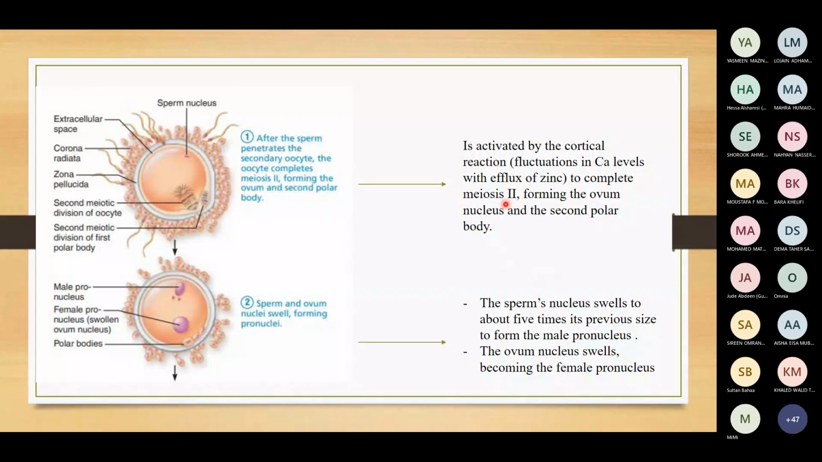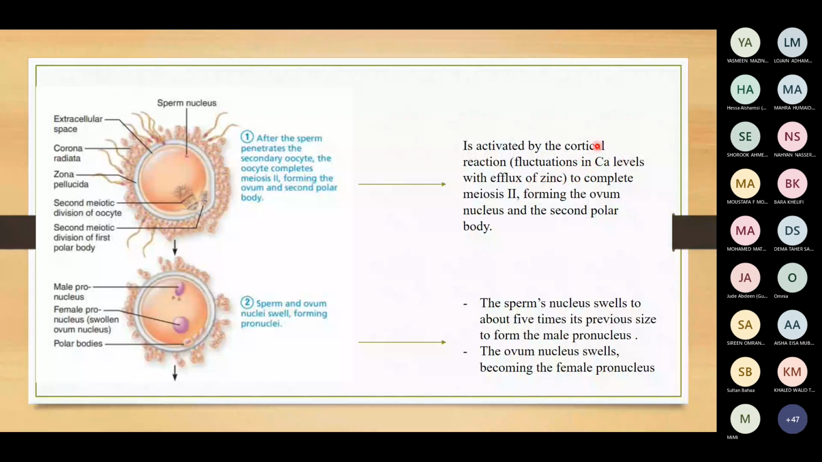You need to know that when the egg is released from the ovary, it has not completed meiosis II. It's in the middle of it. So when is it actually going to complete it? When the sperm enters. So basically, we said we're going to have the cortical reaction and we're going to have an increase in calcium levels. We mentioned all of these. So when we have an increase in calcium levels, we're also going to have an increase in zinc.